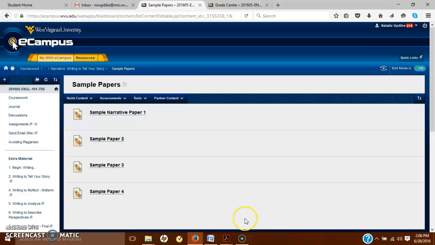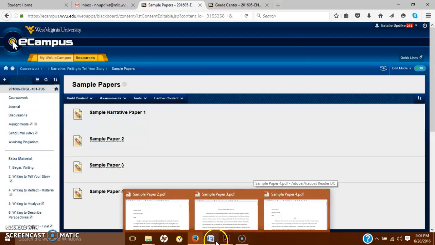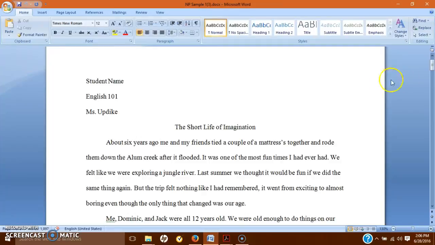So let's talk a little bit about what they're doing well. Let's look at this first sample paper again. It should be nearly burned into your brain at this point.